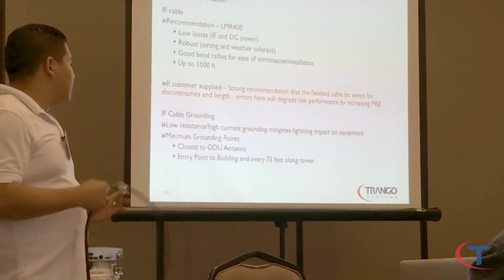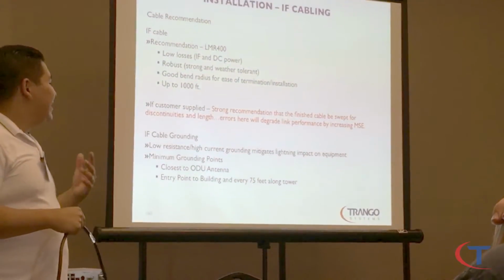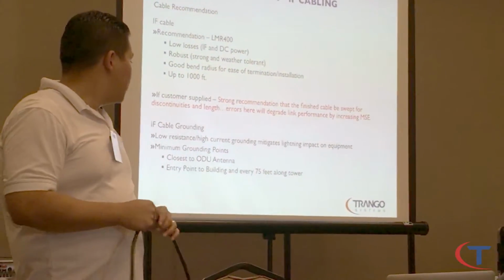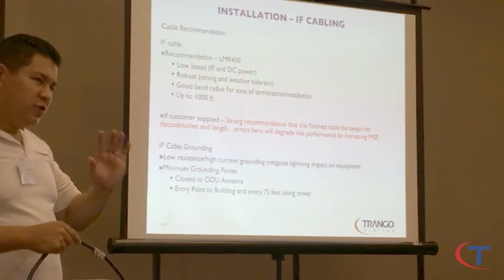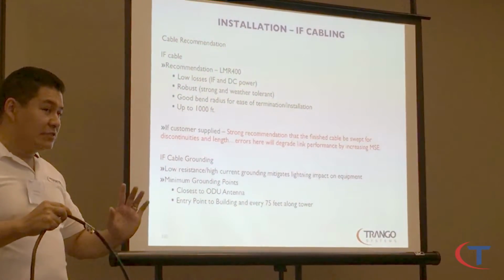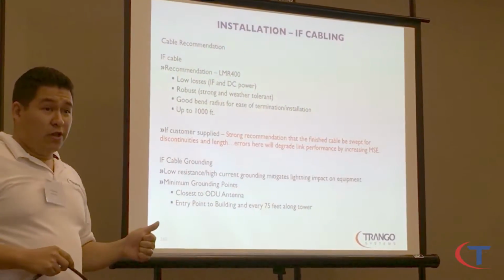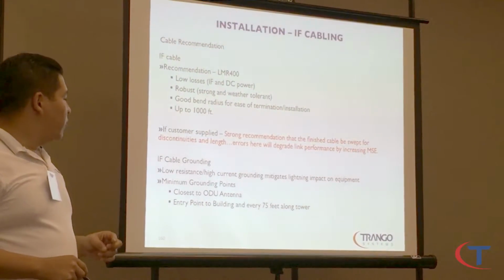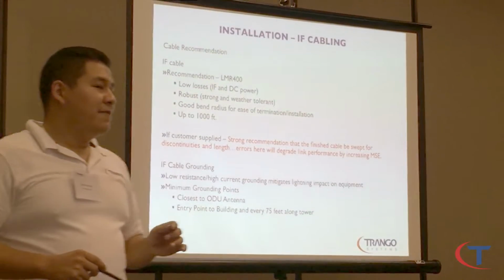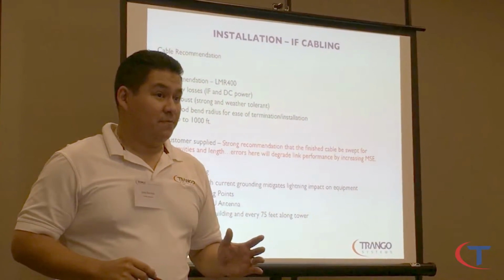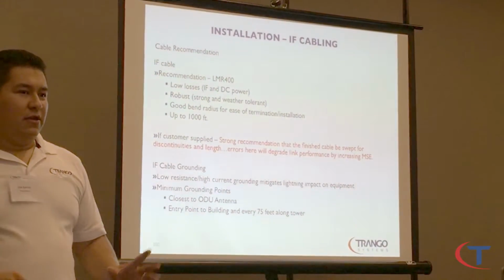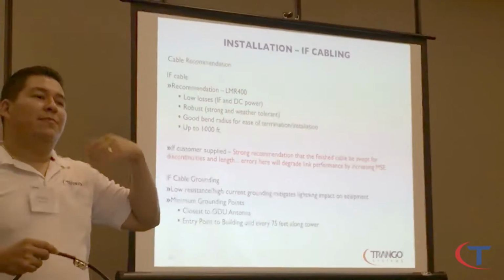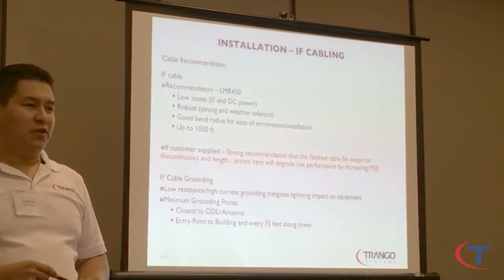IF cable grounding. This is low resistance, high current grounding that mitigates lightning impact on equipment. Minimum ground points: where should I ground my equipment? At least closest to the ODU, at the entry point to the building, and every 75 feet along the tower length. Literally, if you ground at the ODU and before the shelter, that's the minimum. Every 75 feet is if you're really good at grounding.